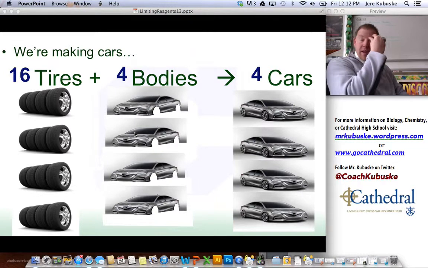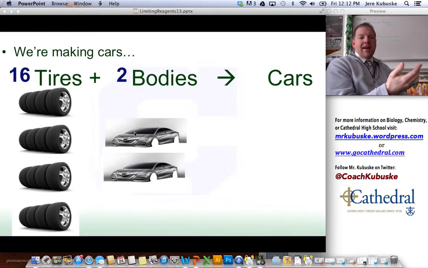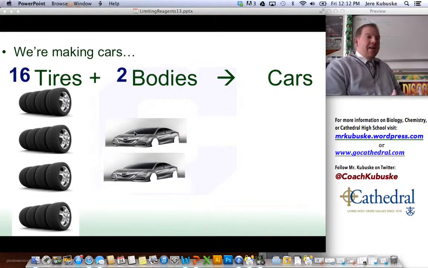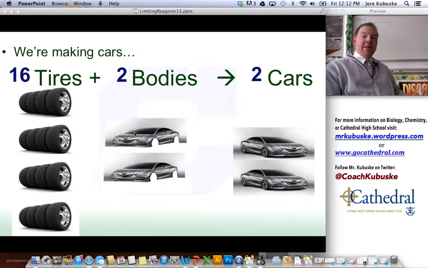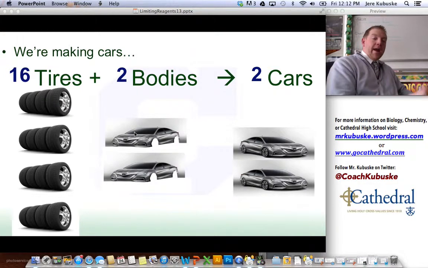That makes sense, okay? But what if I was a little lazy and didn't get as much done this week as I was supposed to? I had my 16 tires that got shipped in, but I only finished 2 bodies. Well, how many cars can I make? I have 16 tires, so I should be able to make 4 cars, but the problem is I only have 2 bodies. So the number of bodies limits the amount of cars that I can make, and therefore I can only make 2 cars, even though I have 16 tires.